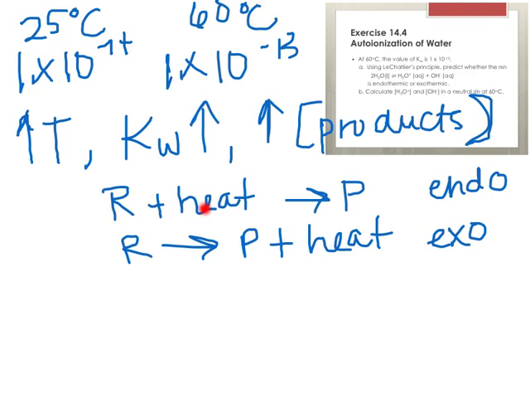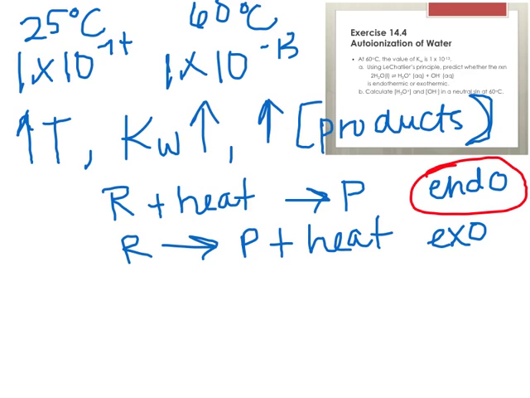In the first case, if I increase the temperature, temperature's increased on this side, which shifts the reaction to the right to make more products. In the second case, if I increase the temperature, I increase the heat on the product side, and the reaction shifts to the reactant side. In our case up here, we made more products. So there was a product shift. So that tells me that this reaction shifted to the right to make more products, and it is endothermic. So this particular reaction for the autoionization of water is endothermic.